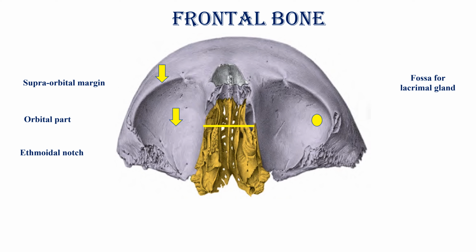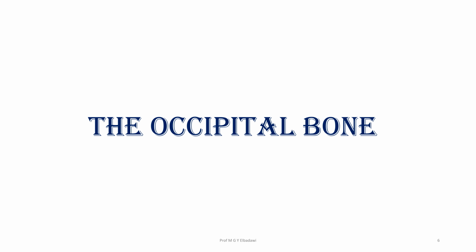That's the fossa for the lacrimal gland, where the lacrimal gland will be lying in that fossa. And that is the trochlear fovea or trochlea, a piece of cartilage for the tendon of the superior oblique muscle of the eyeball. Sometimes it ossifies, forming a bony trochlea instead of a cartilaginous trochlea. So for the occipital bone, now.